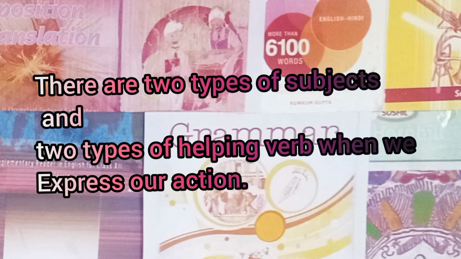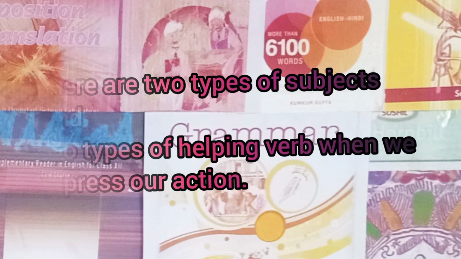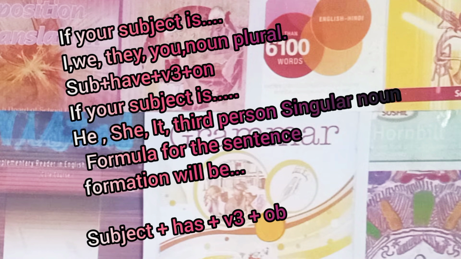There are two types of subject and two types of helping verb. If your subject is I, we, you, they, second person and plural noun, then there will be the use of have as the helping verb along with the third form of the verb. And if your subject is he, she, it and singular noun, then the helping verb will be has along with the third form of the verb.